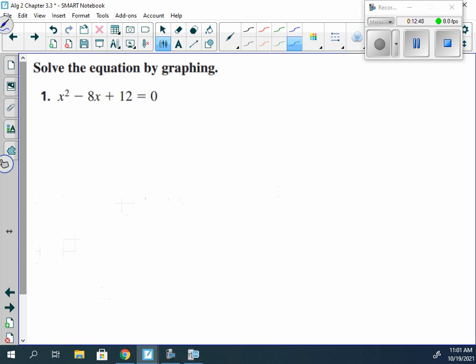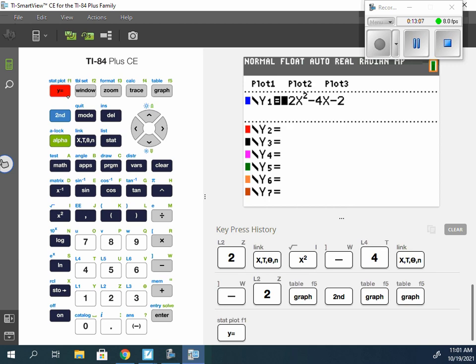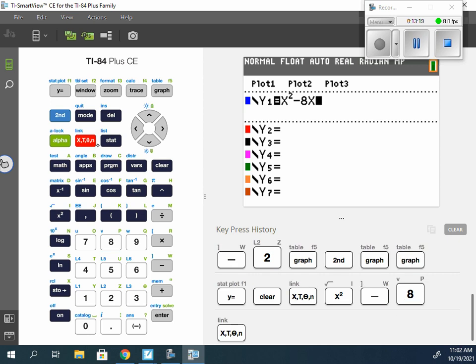X squared plus 8x plus 12. Well, it's already equal to 0, yes? And we want to solve it by graphing. Well, we can go on and plug it into the graphing calculator so we can hit y equals. Go x squared minus 8x plus 12. We can go on and type it in and hit graph.